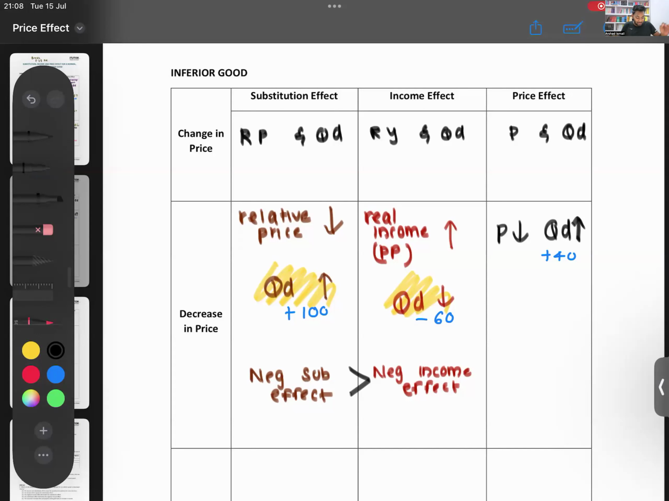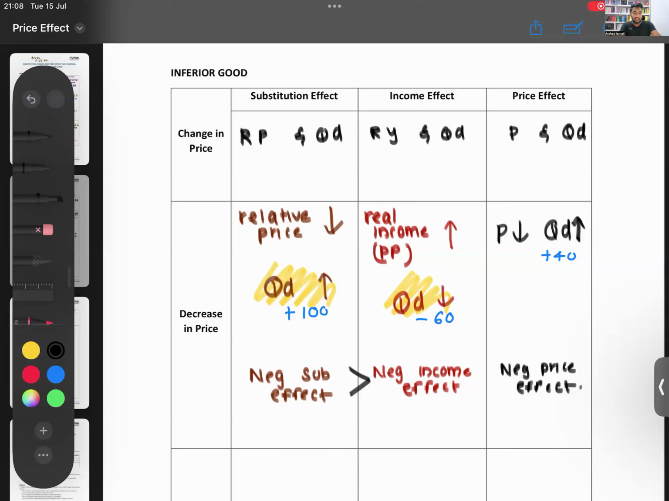So what can you tell about the price effect for an inferior good? Price effect for an inferior good is negative. Now, I told you something before. What does that mean? Does the inferior good comply with the law of demand or not? It complies. If you have a negative price effect, it means it complies with the law of demand. You will have a downward sloping demand curve. And that makes complete sense.